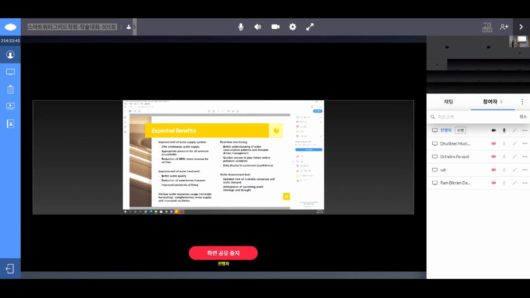So what are the expected benefits of this smart water grid application to Nepal? First of all is improvement of the water supply system, then improvement of water treatment, real-time monitoring, and having a water assessment tool to give you a real-time view of the available resources and the water demand.